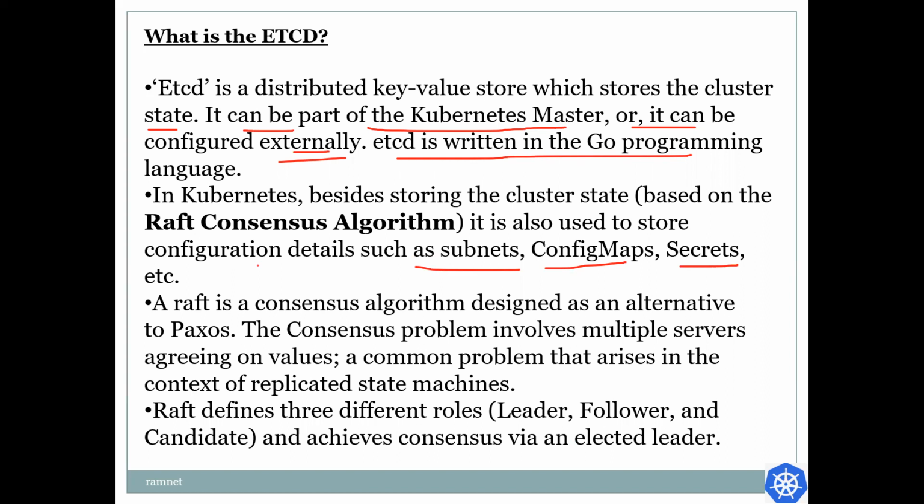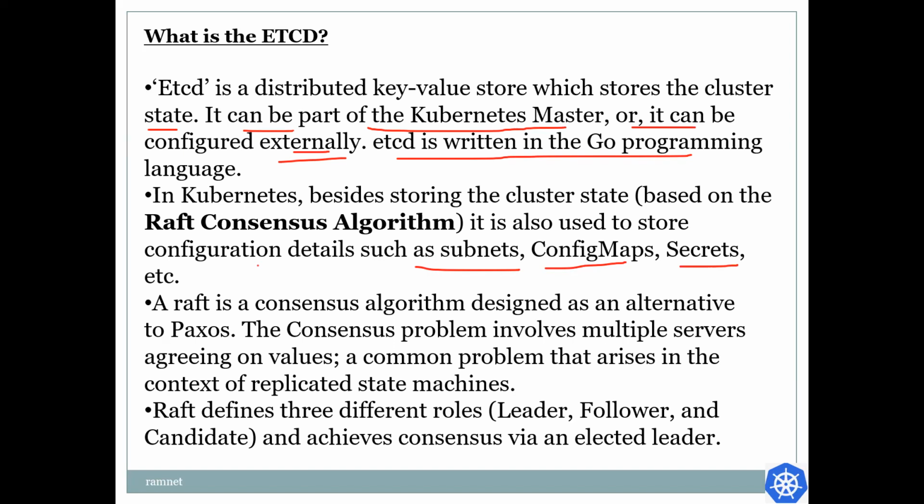Raft is a consensus algorithm designed as an alternative to Paxos. The consensus problem involves multiple servers agreeing on values. A common problem that arises is in replicated state machines. Raft defines three roles: leader, follower, and candidate, and achieves consensus via an elected leader. You can just leave this; you can take it like that.